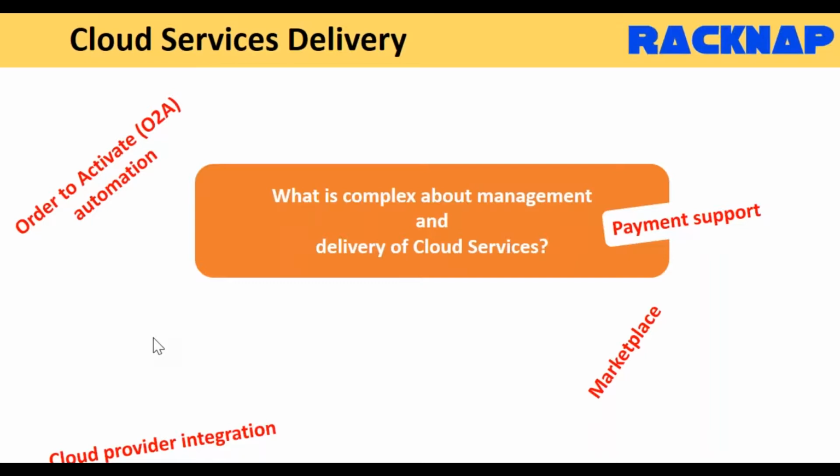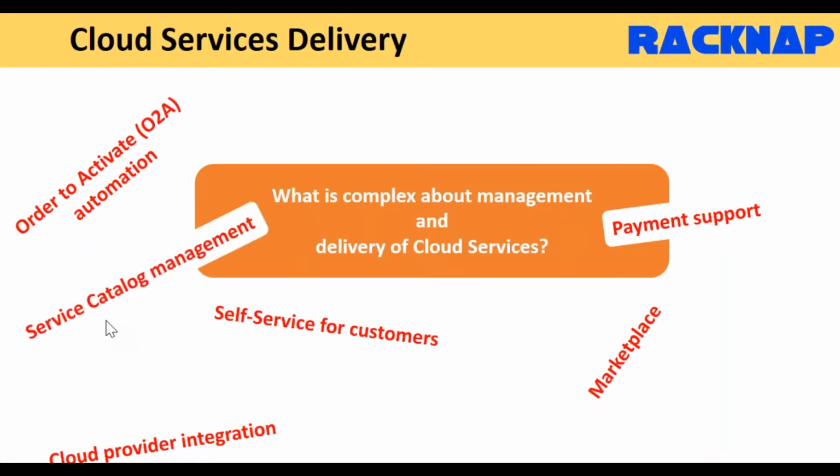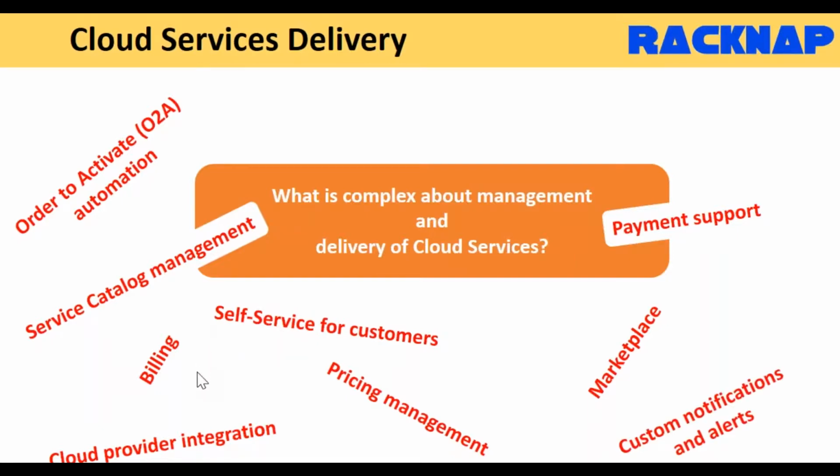And then the whole automation part, from ordering till activation, we call it O2A, in that the whole automation journey needs to be handled properly. Then there is self-service to be taken care of. Then we have pricing management. We have a lot of pricing to be adjusted for different products and services. Then you have the most important part, billing. Customers are very worried about whether they are being billed correctly or not. So it's very important to handle that effectively also.